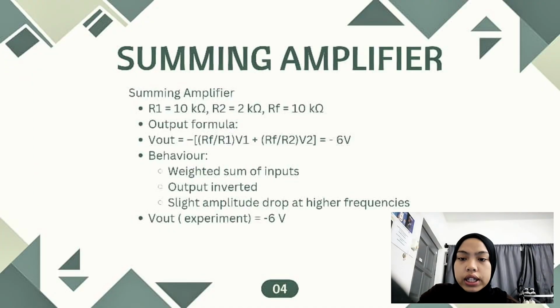For the summing amplifier, I use R1 equal to 10 kilo ohm and R2 of 2 kilo ohm, and RF equal to 10 kilo ohm, with 2 input signals. In the calculation, Vout is equal to 6 volts.